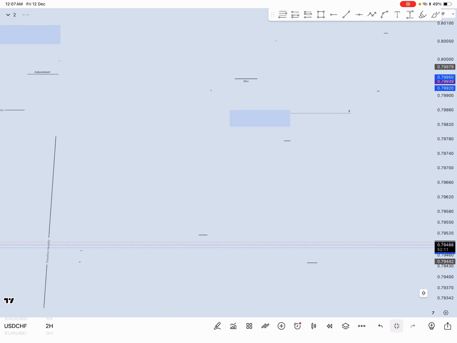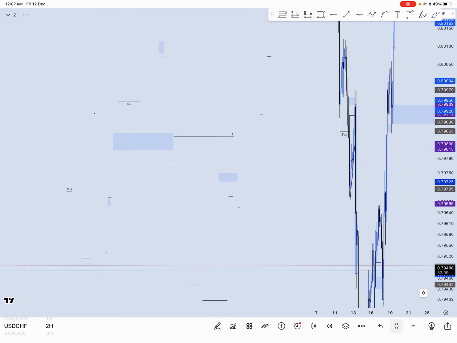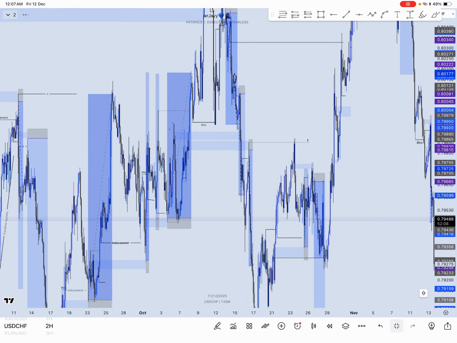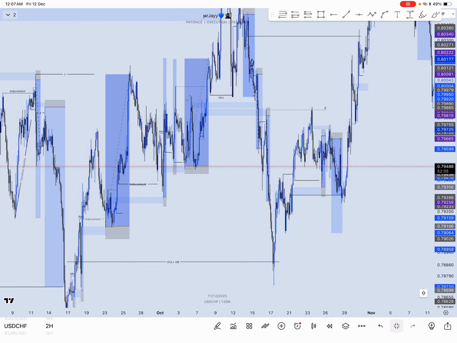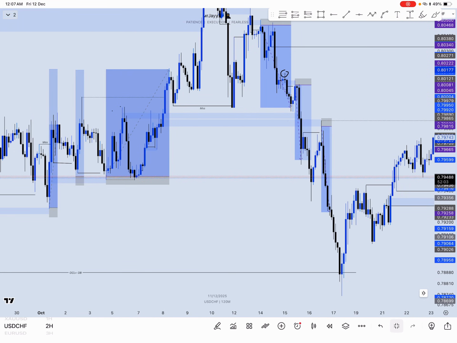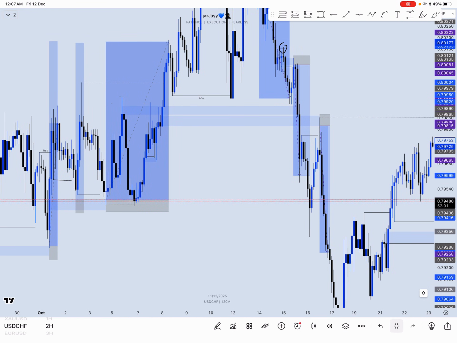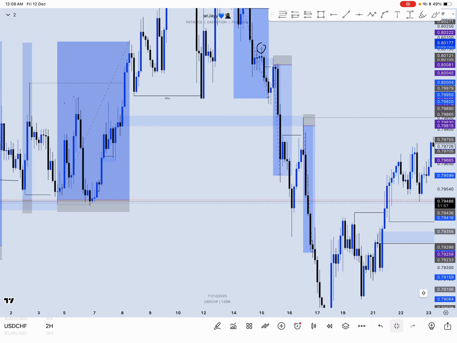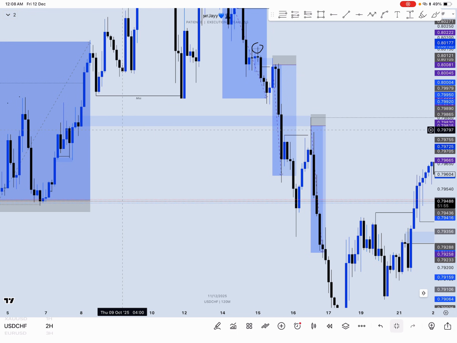There was a breaker block there. Where was that place? I think it was here. Yeah, it was from this breaker block right here. Let me delete this. So it was from this breaker block here. You can see this inducement here. This breaker block is the closest to this inducement here. So I had this sell from this place here.